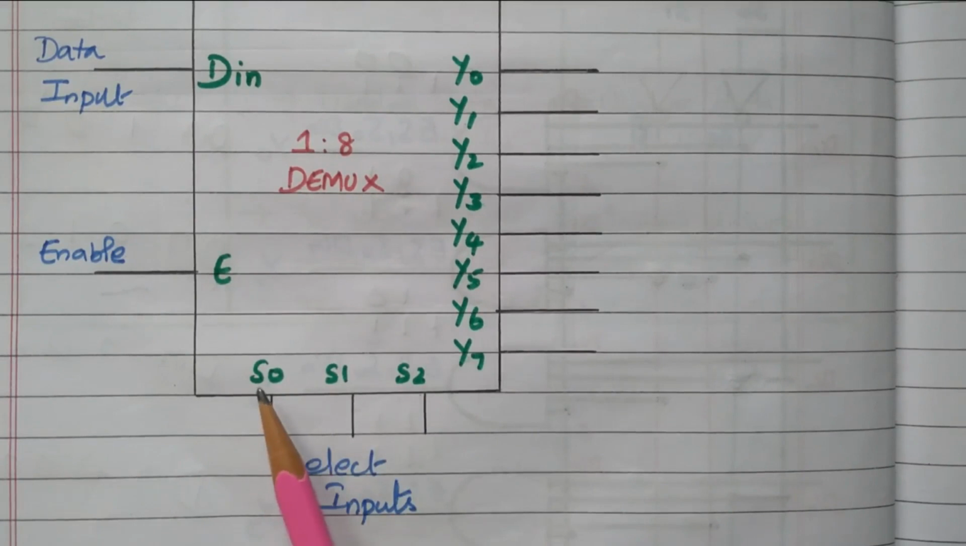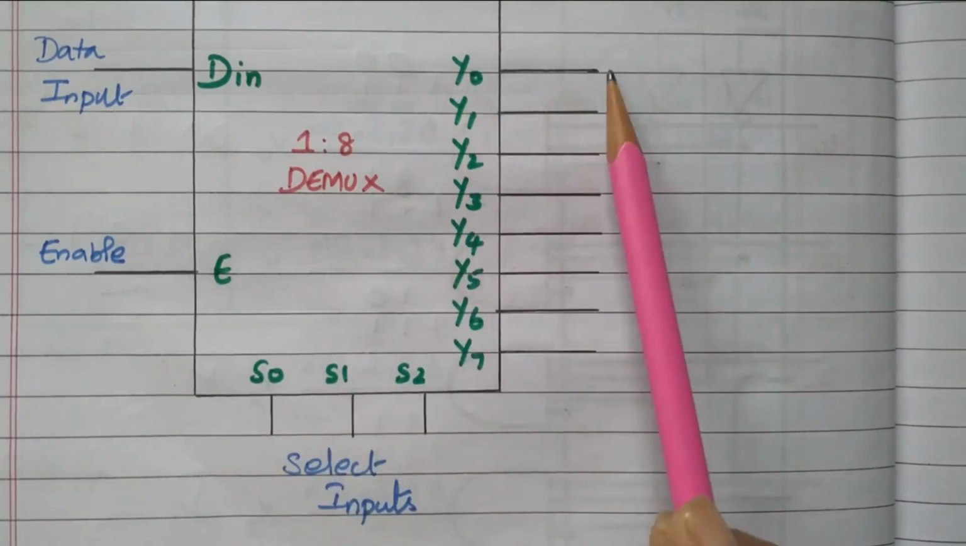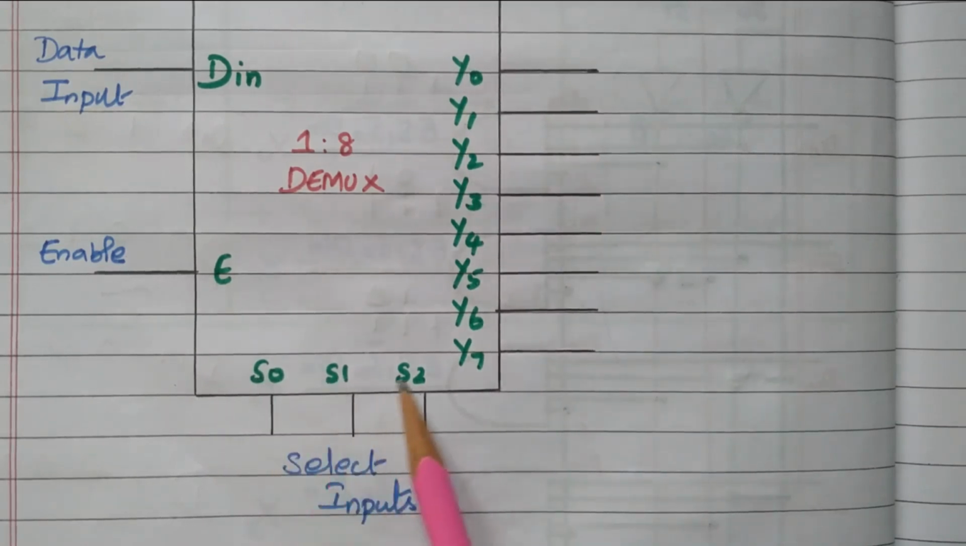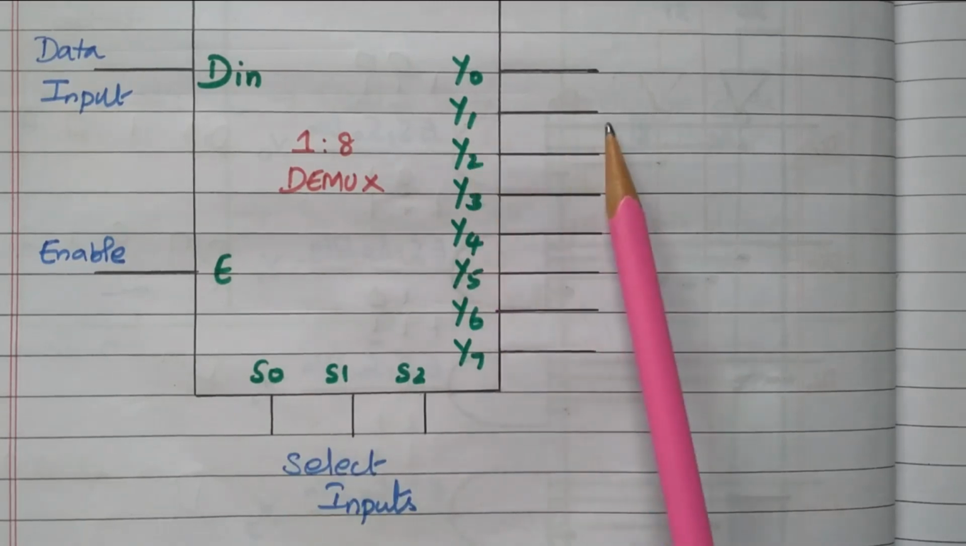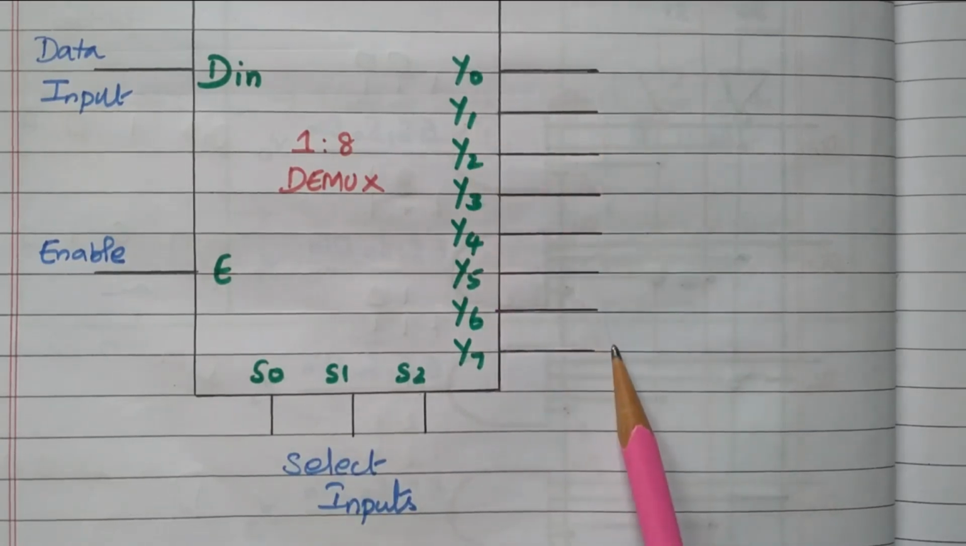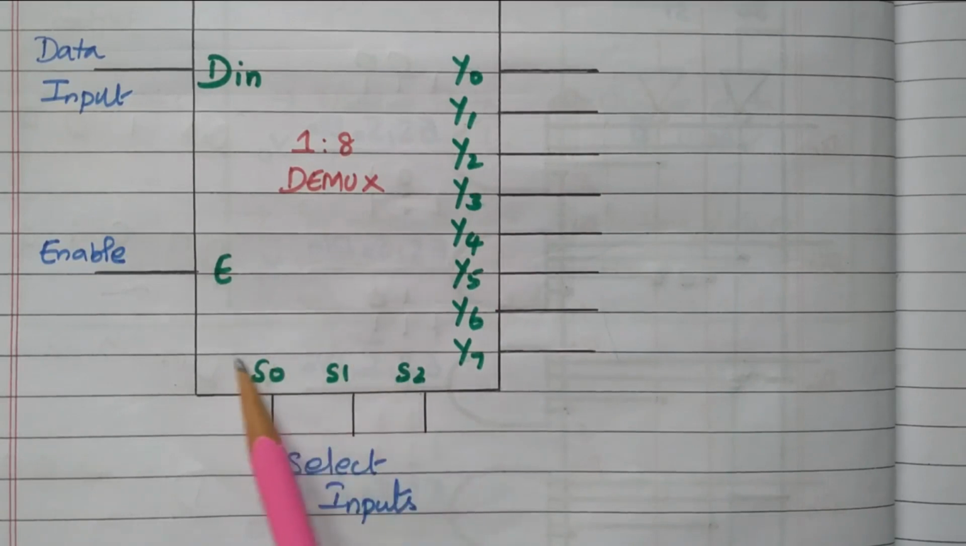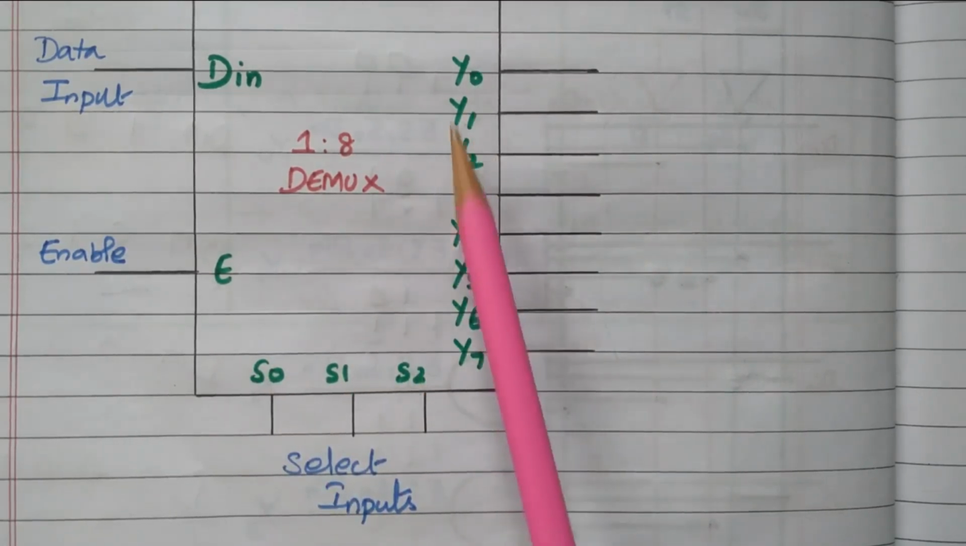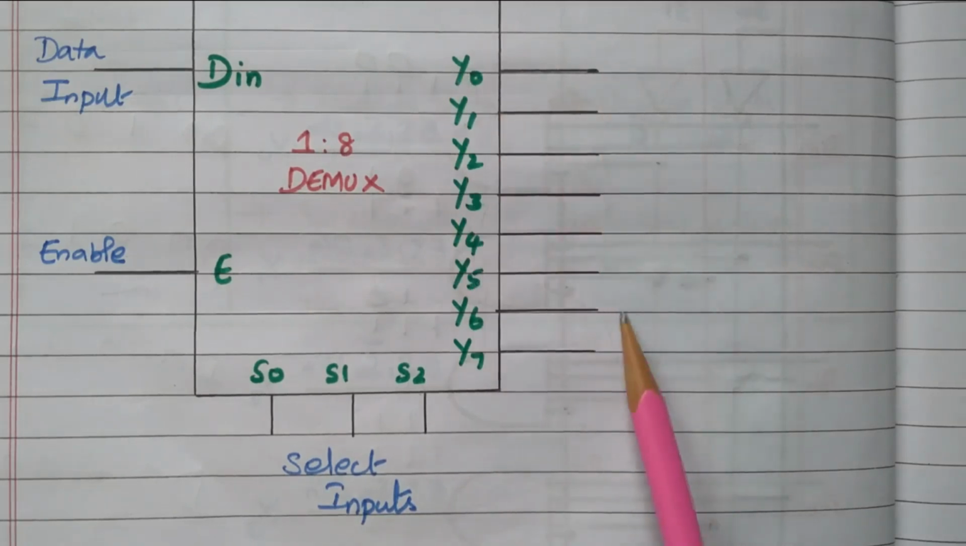So we already discussed 0, 0, 0, the first combination, means Y0 will be available at the output, remainings are 0. 0, 0, 1 means, this is the MSB, 0, 0, 1 means Y1 will be available at the output, remainings are 0. Like that, there are 8 combinations available here. Accordingly, 8 outputs. Out of 8 outputs, any one will be available at the output, remainings are 0.